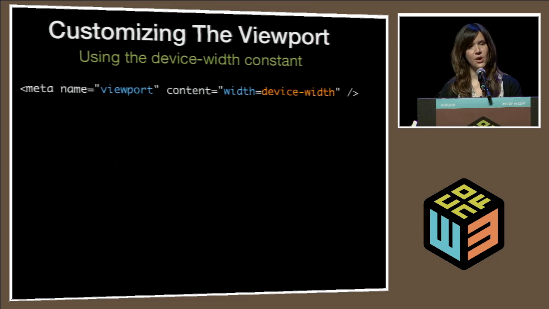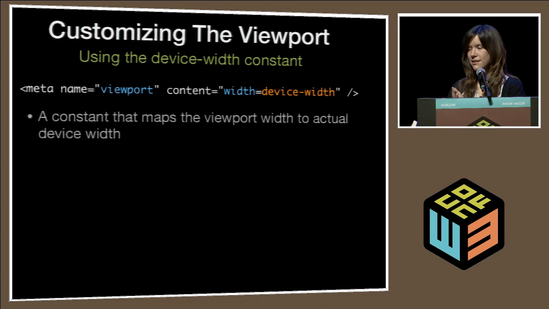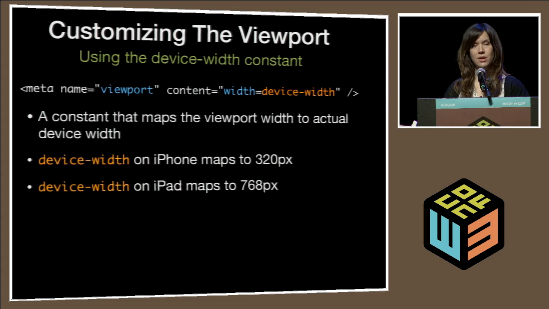Another thing that you need to know about the viewport is that there's this thing called the device width content. And what the device width content does is it is a constant that maps the viewport width to the actual width of the device. So device width on an iPhone would map to 320 pixels, and device width on an iPad would map to 768 pixels. I think device width is really handy when you want to have that kind of one-to-one ratio between your CSS pixels and what you're seeing on screen. So it's especially useful for web apps.